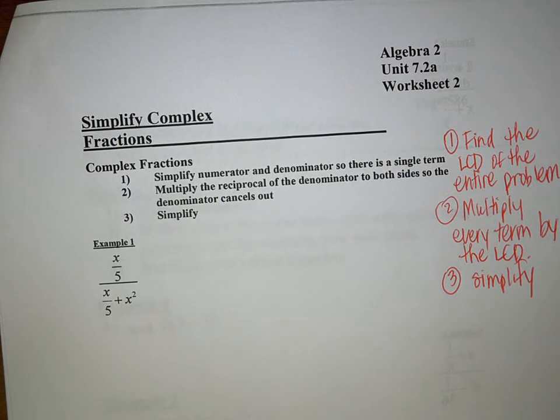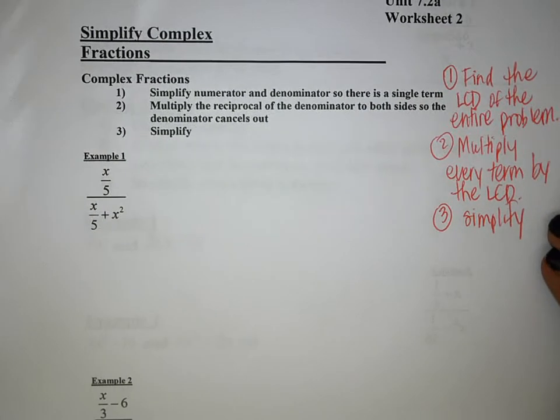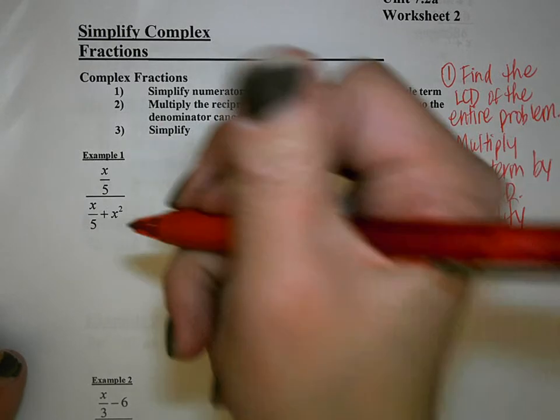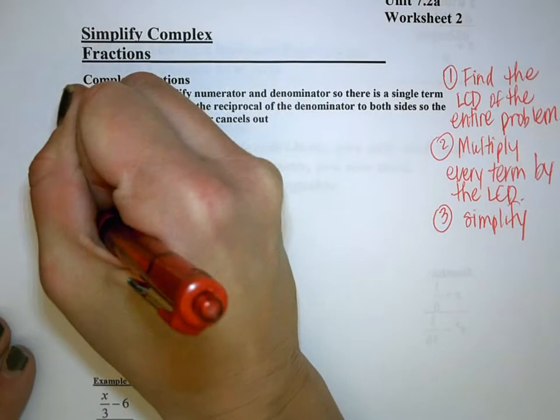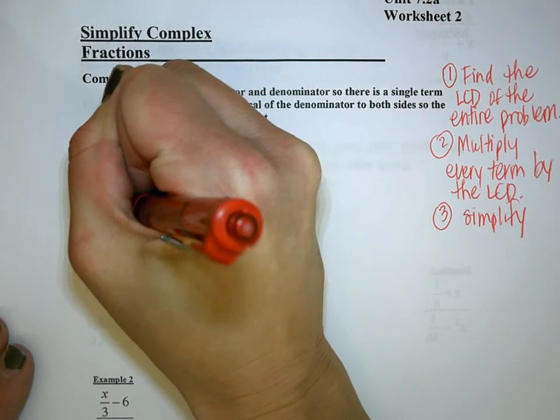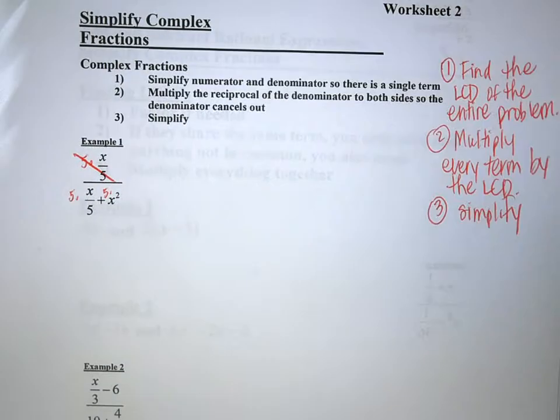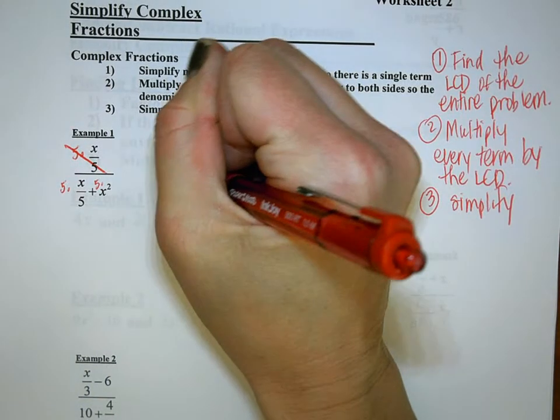Okay, so on example 1, multiply by 5. The least common denominator in this problem is 5. So next to every single term, I am writing 5. Over 1? You can put over 1 if you want. I'm just going to write 5 because it saves me a little time. So I'm multiplying every single term by 5. What happens on the top with that first? The whole purpose is that you're going to get rid of some of these fractions, okay? So these 5's cancel, and I am just left with x on the top.